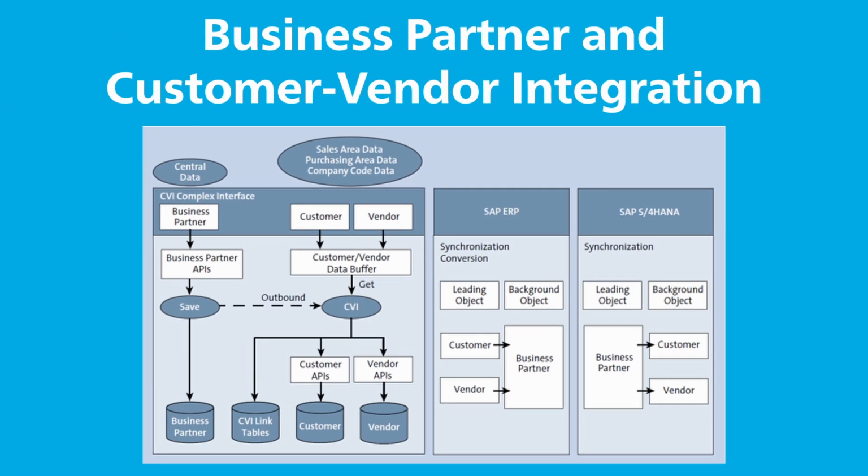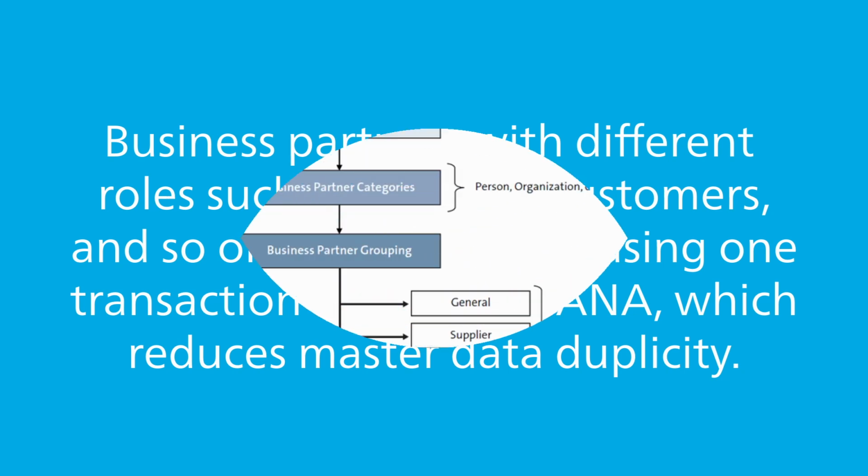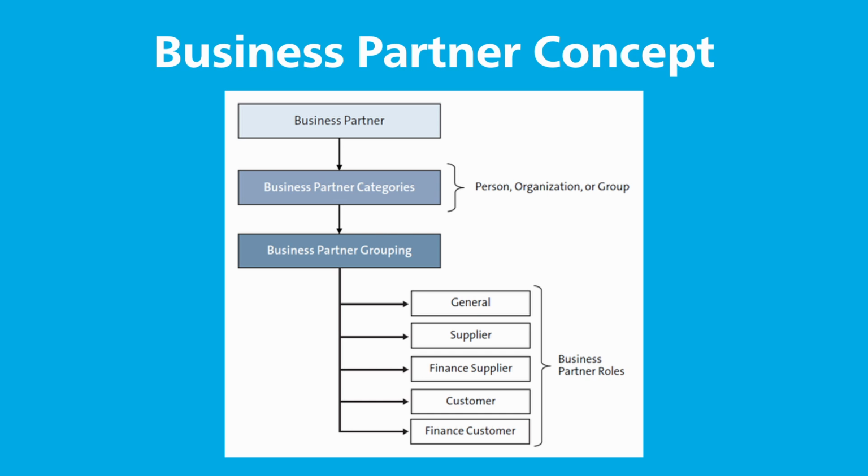With this new concept, an organization can buy goods and services from and sell their products to the same business partner. Business partners with different roles such as vendors, customers, and so on can be created using one transaction in SAP S/4HANA, which reduces master data duplicity. This figure illustrates the business partner concept.